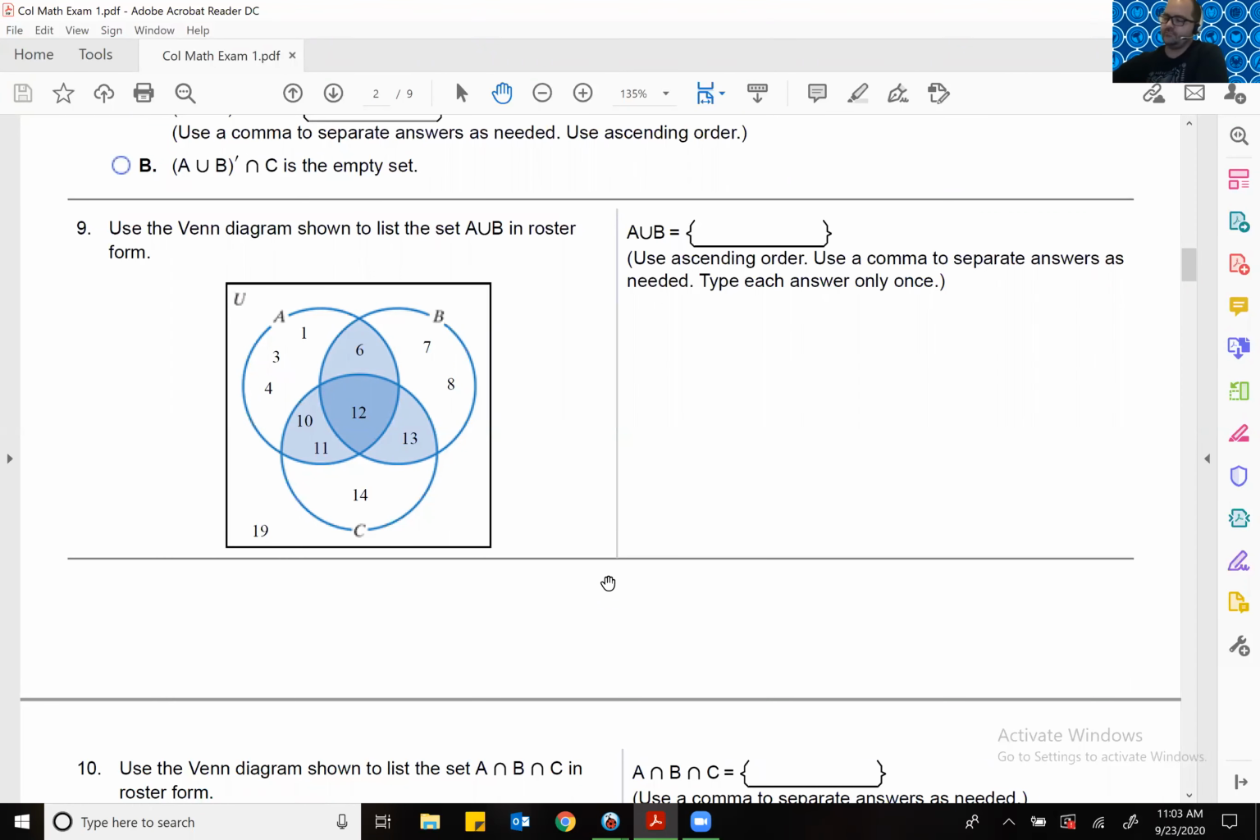Sorry, I got to fix that because I'm writing this down as we go. 1, 3, 4, 6, 7, 8, 10, 11, 12, 13. Hold on, I had to do some quick.